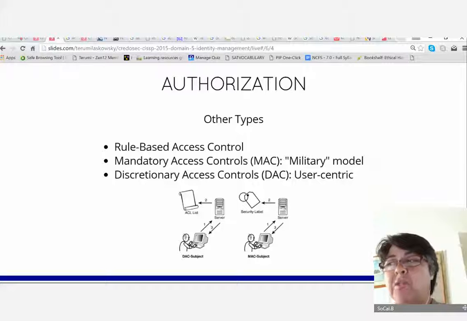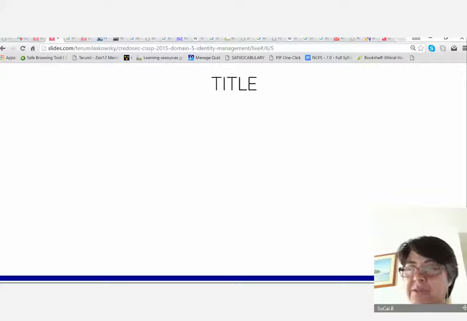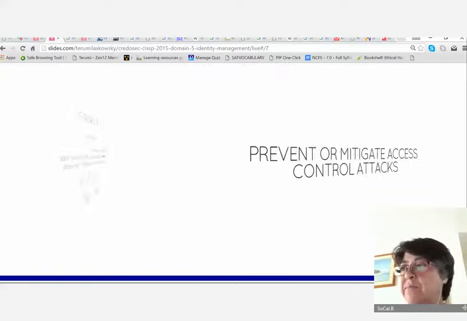With a MAC, which is mandatory access control, which I coined the military model, the document has a security label. It says top secret. And the subject that you're accessing, you have to follow the Bell-LaPadula model, basically, on that. So that would be a MAC. All right, so that's good. That's the last part of it.